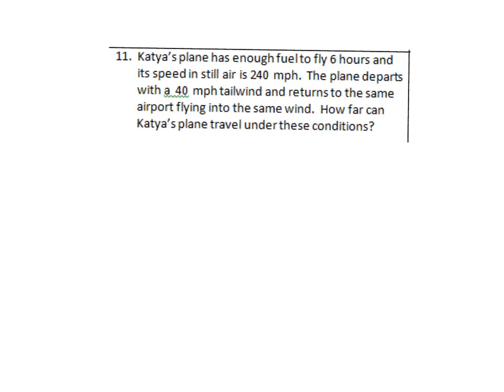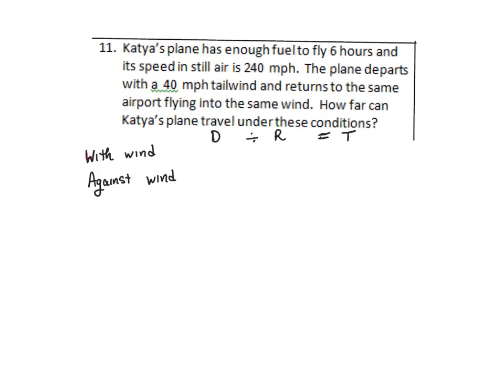Okay, now I'd like you all to try number 11. Try setting that up by yourself, and we'll check in a bit. Now, this problem is a little different. It's not your conventional motion problem. It says, Katya's plane has enough fuel to fly 6 hours, and its speed in still air is 240 miles per hour. The plane departs with a 40 mile per hour tailwind and returns to the same airport flying into the same wind. Okay, so we know that the rate of the air current is 40.